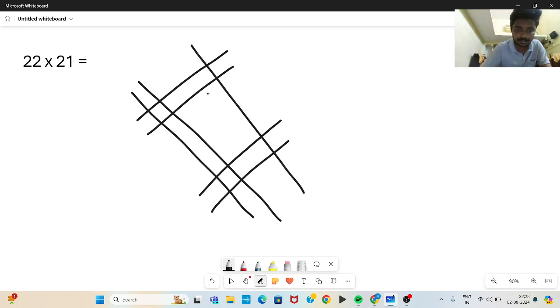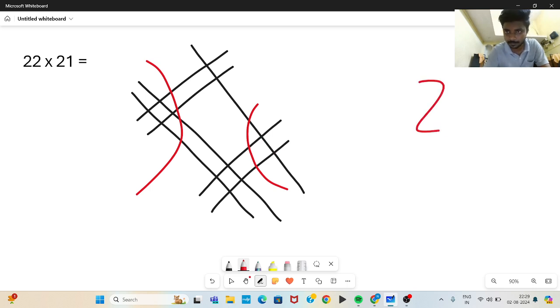Again, we have to divide these into three zones. The first zone is our ones place zone. Next, this is our tens place, and this is our hundreds place. Now we have to just find out how many dots there are. First, in the ones place, how many dots do we have? Two. Again, in our tens place, how many dots do we have? One, two, three, four, five, and six. Similarly, in our hundreds place, how many dots do we have? One, two, three, and four. So 462 is the answer. If you want, you can check with a calculator also.